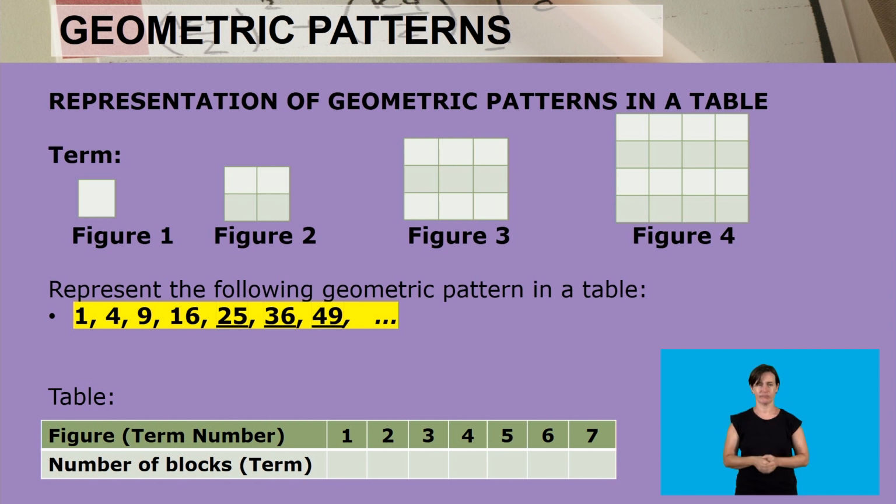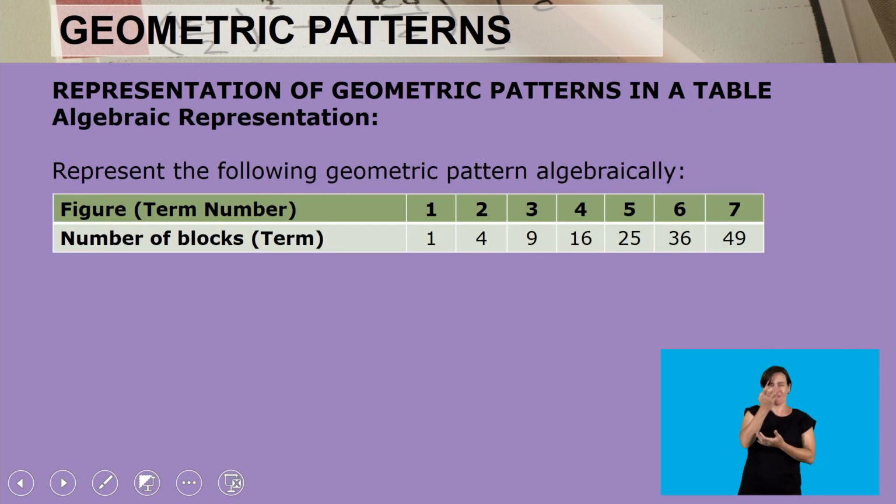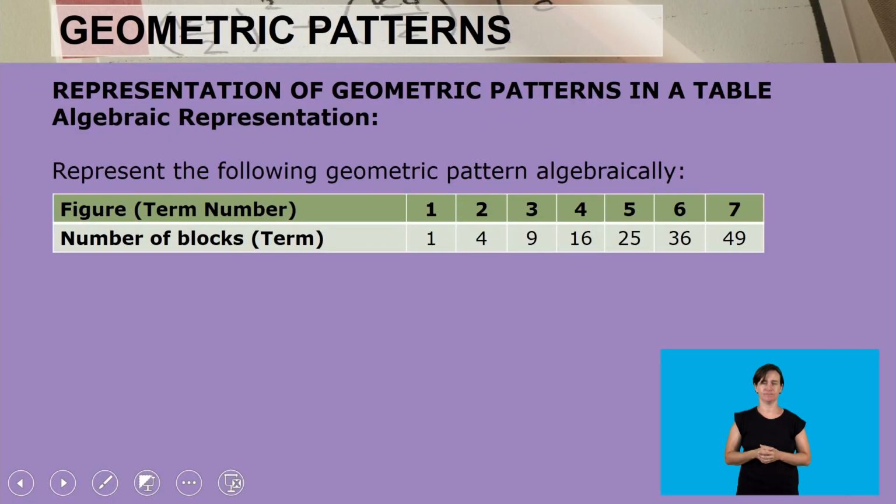Let's fill out that table first before we can represent it algebraically. So we saw that the first term was 1, second term is 4, third term is 9, fourth term was 16, then the next term was 25, next term was 36, and the next term is 49. So that was quite simple there, filling out that table. Now this table needs to help us in finding an algebraic representation of this sequence or of this geometric pattern, because as we know the first term, we know the second term, and it was quite easy to find the next term as well.